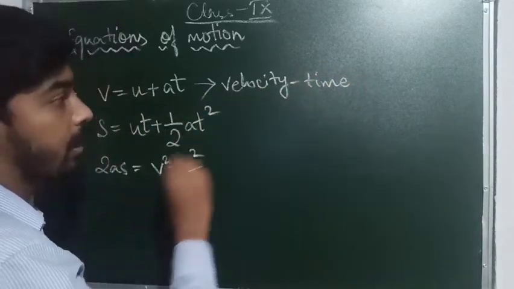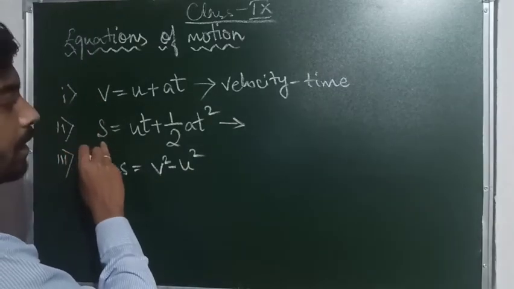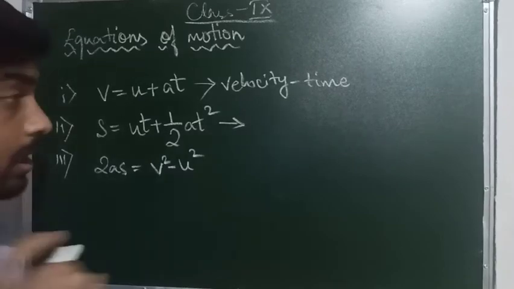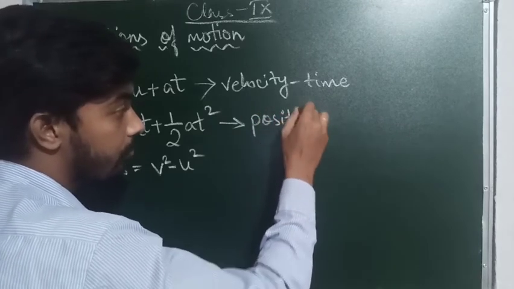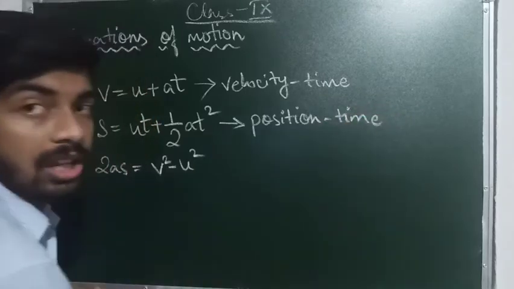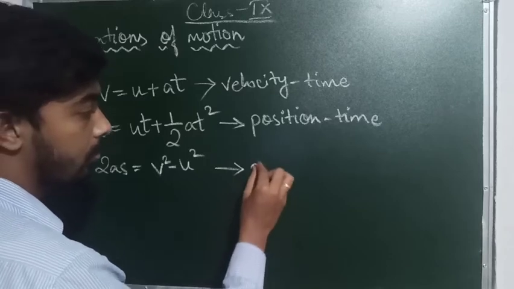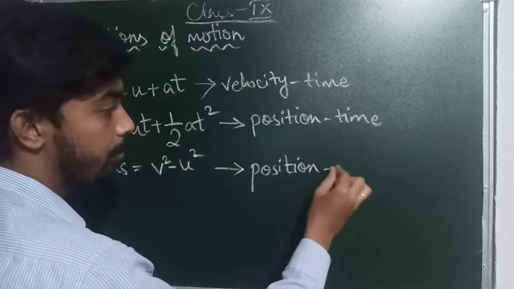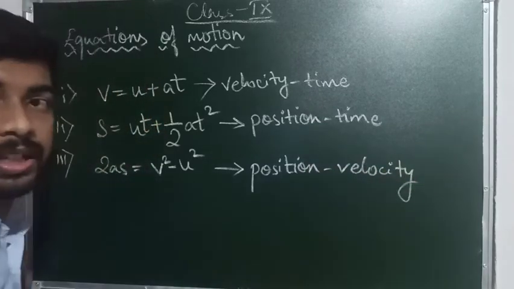First one is the velocity time relation. Second one is the position time relation, and the third one is the position velocity relation.